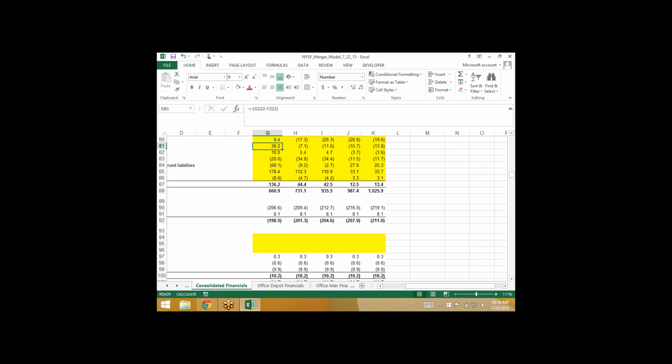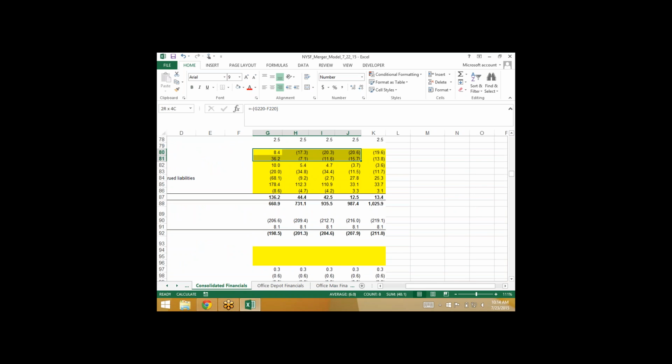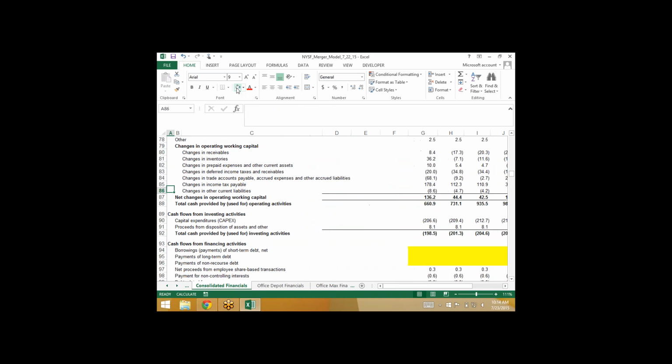So once you have all that, you should be able to add up the total changes in working capital. I think we've already netted that when we did the template. You want to make sure it's all adding properly. You should have 136.2, representing a sum of all the changes in working capital.